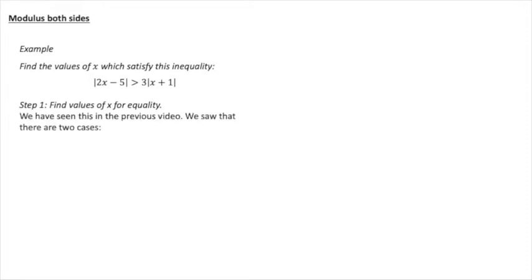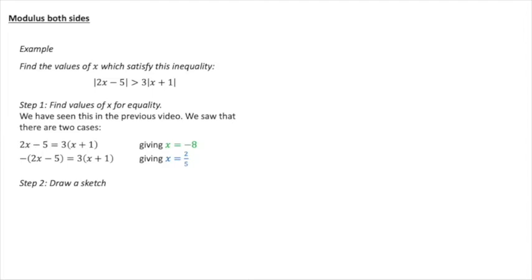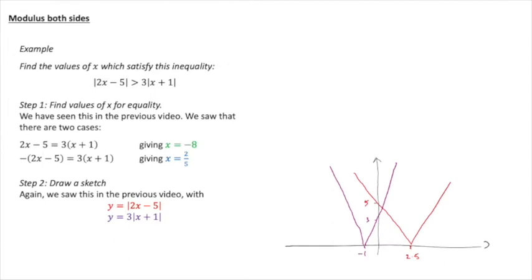And we've seen this in the previous video, and we saw that there are two cases. We've either got 2x minus 5 equals positive 3x plus 1, and that gives us x is minus 8, and we have negative 2x minus 5 equals 3x plus 1, and that gave us x equals 2/5. The next thing to do, and this is a wise thing to do, is to draw a sketch. Not everybody would, but my advice is draw a sketch. And again, we have this sketch from the previous video, so it's copied there. That's in red, we've got our mod 2x minus 5, and in purple we have our 3 mod x plus 1.